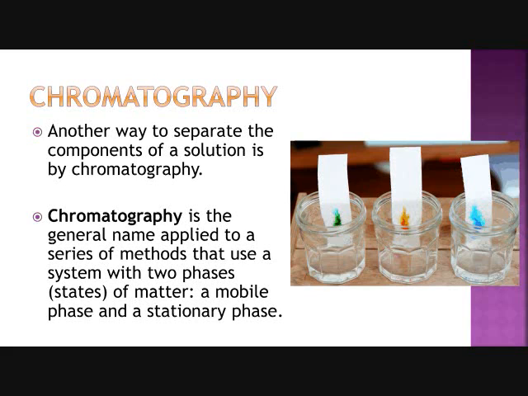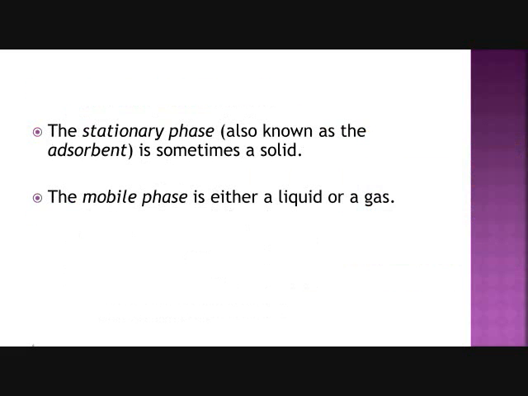Chromatography is a general name applied to a series of methods that use a system with two phases, a mobile phase and a stationary phase. This is one way that it could look, where we will have a piece of filter paper, and we'll put a dot, and then we measure how high the dot travels. You might have done chromatography in junior high, or if you were on the forensics team for Science Olympiad. But it's a way for us to see separating mixtures.